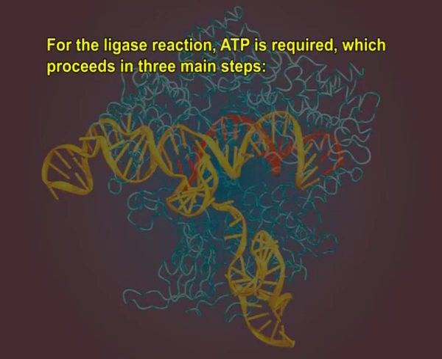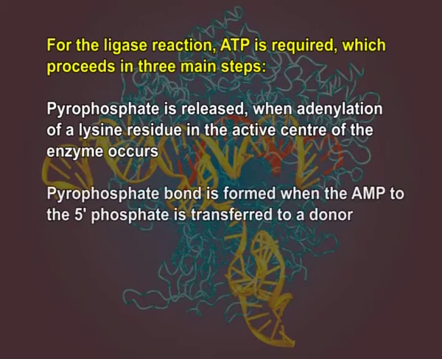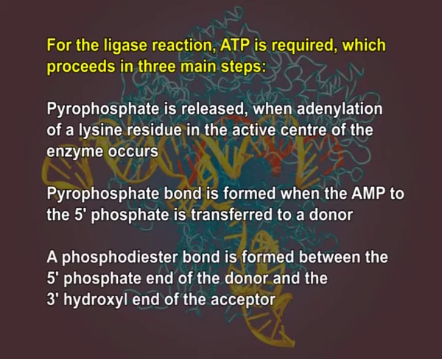For the ligase reaction, ATP is required, which proceeds in three main steps. Pyrophosphate is released when adenylation of a lysine residue in the active center of the enzyme occurs. A pyrophosphate bond is formed when the AMP to the 5-phosphate is transferred to a donor. A phosphodiester bond is formed between the 5-phosphate end of the donor and the 3-hydroxyl end of the acceptor.